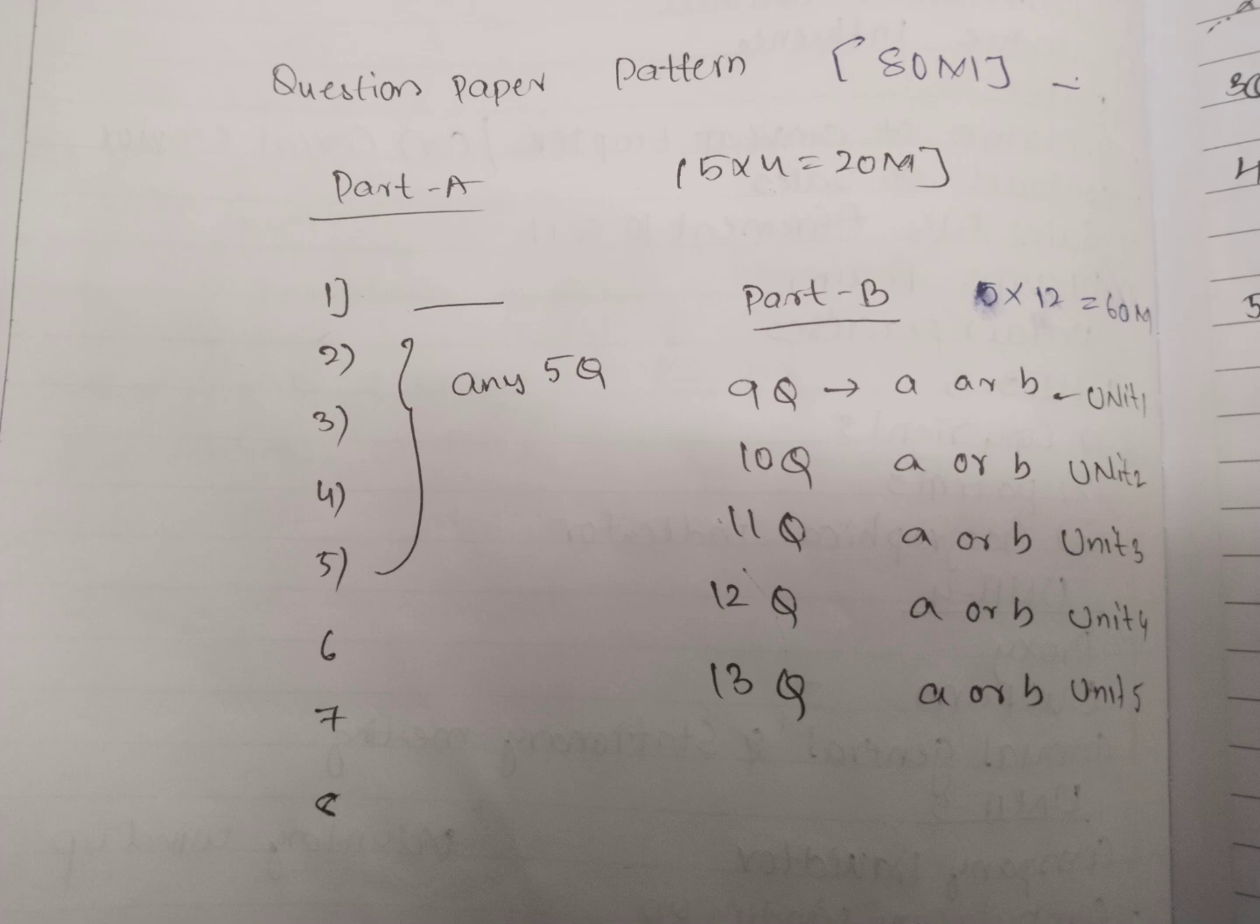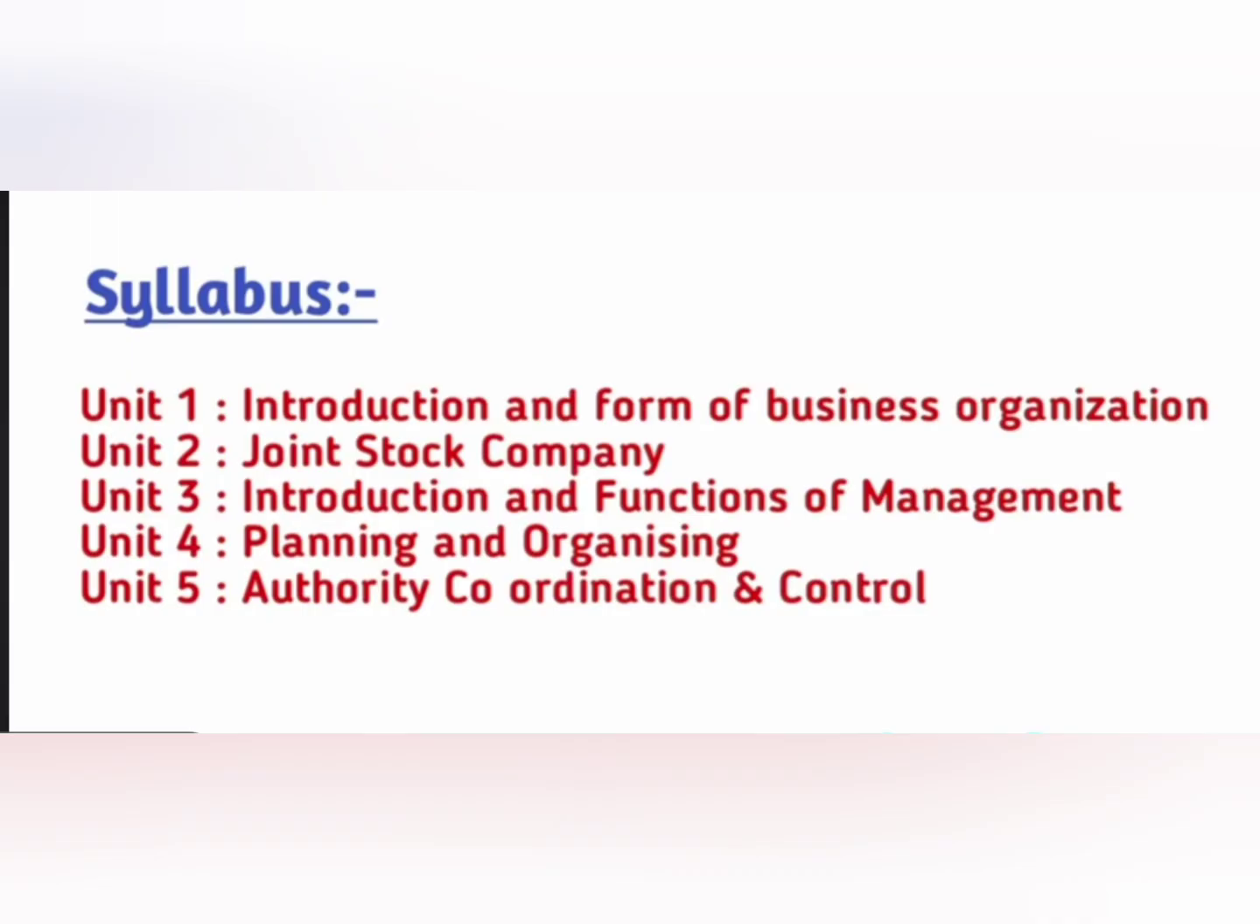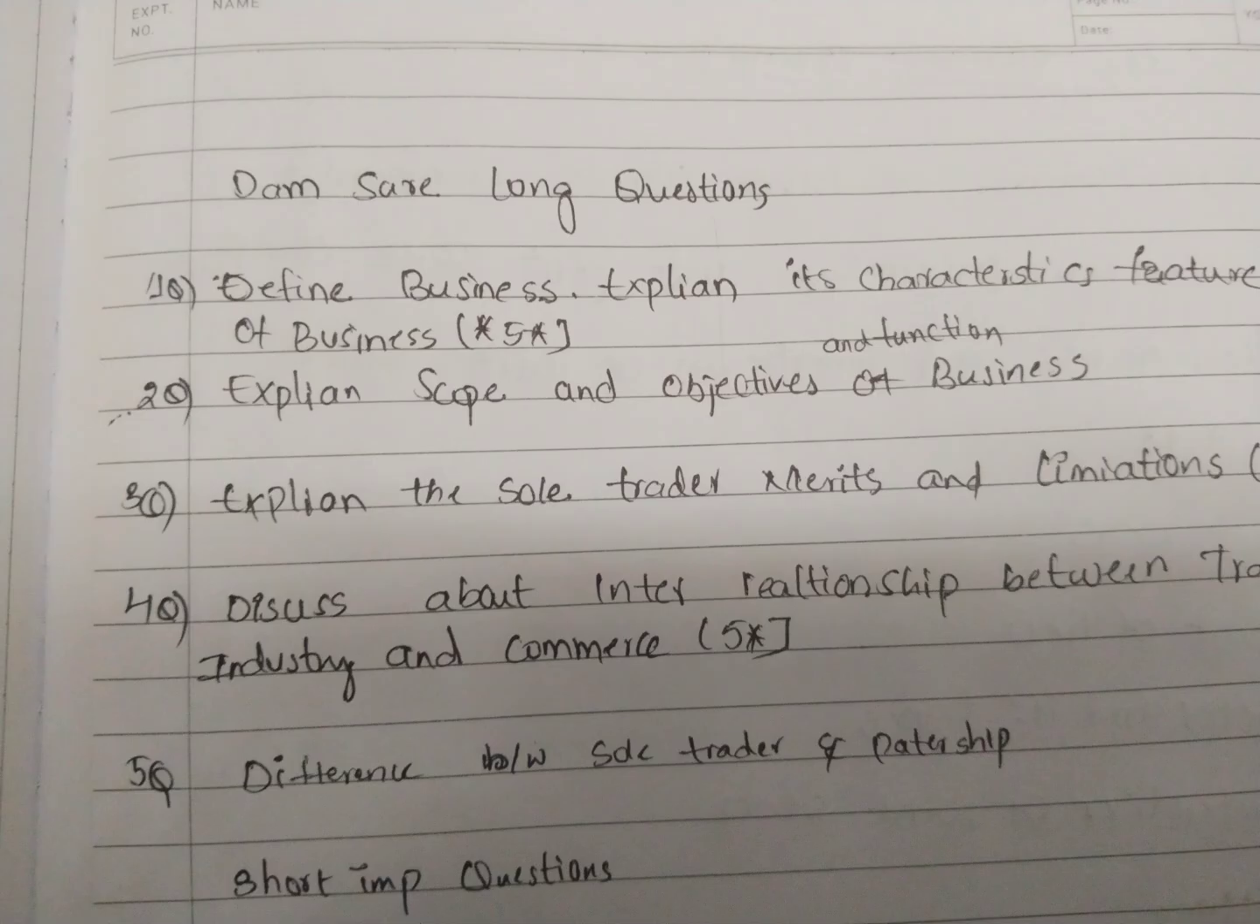And coming to the syllabus, guys, this is the syllabus. First one is introduction to forms of business organization, second is joint stock company, and third is introduction to functions of management, fourth one is planning and organization, fifth one is authority and control. So these are the important long questions.